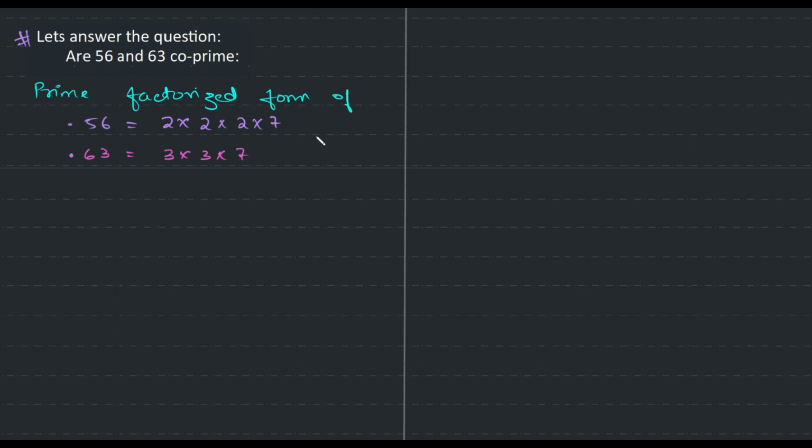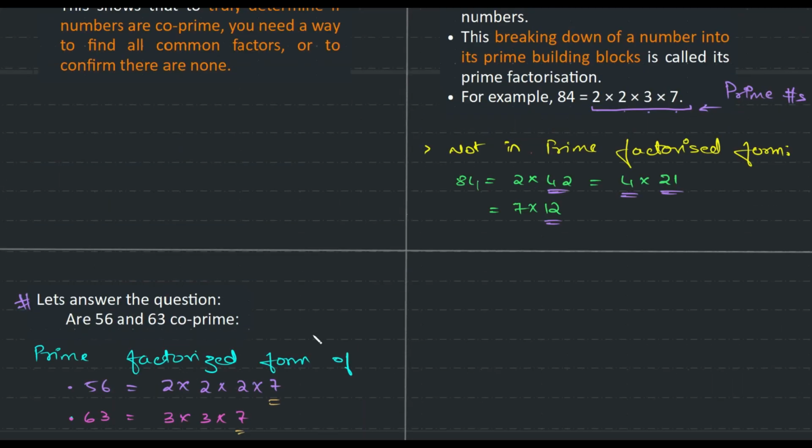So, are these two numbers co-prime? No. As you can see, 7 is a common factor. So how do you get this expanded form? How did I do this? It's in another video, so we'll be looking at that.